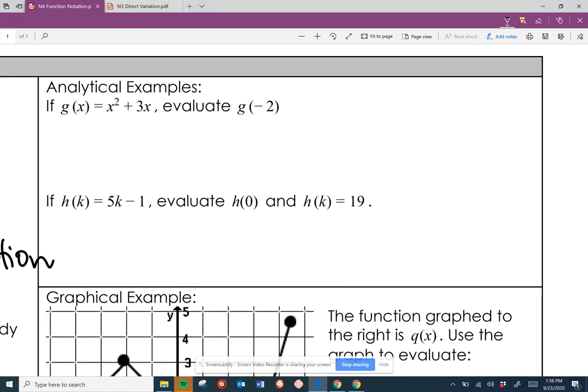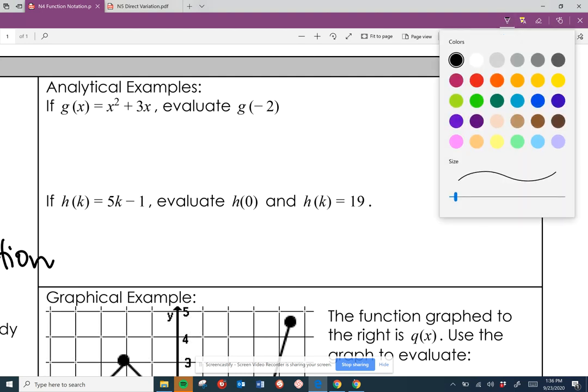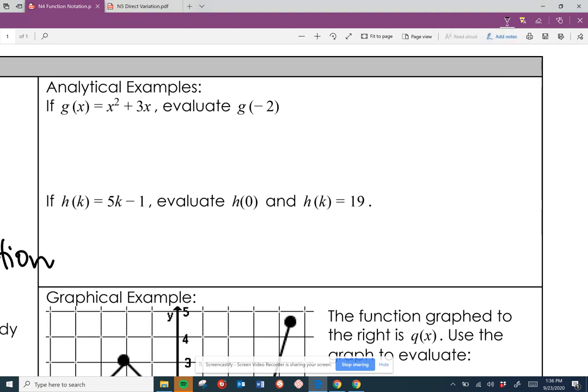If g of x equals x squared plus 3x, evaluate g of -2. You see a lot of questions like this on your STAR test. And what that means to do is every place that we see an x, we're going to substitute in a -2. Okay, so when we rewrite that, g of -2 equals, instead of x squared, we're going to put in parentheses -2 squared plus 3 times -2. Okay, and then you just solve this.